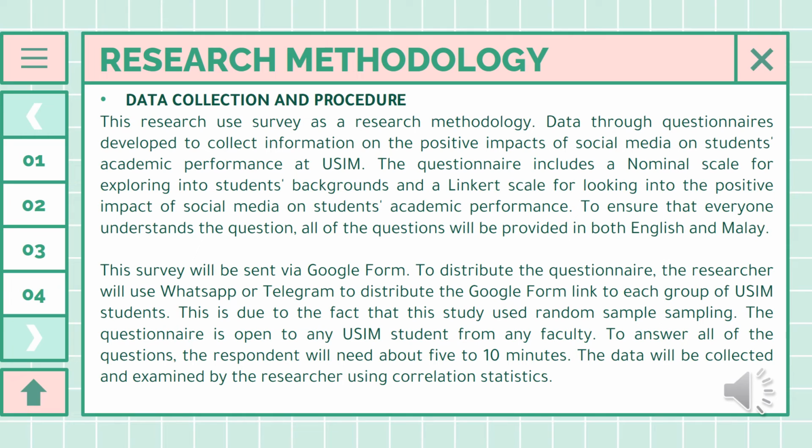To ensure that everyone understands the questions, all of the questions will be provided in both English and Malay. This survey will be sent via Google Form. To distribute the questionnaire, the researcher will use WhatsApp or Telegram to distribute the Google Form link to each group of USIM students. This is due to the fact that this study used random sampling. The questionnaire is open to any USIM student from any faculty. To answer all of the questions, the respondent will need about 5 to 10 minutes. The data will be collected and examined by the researcher using correlation statistics.